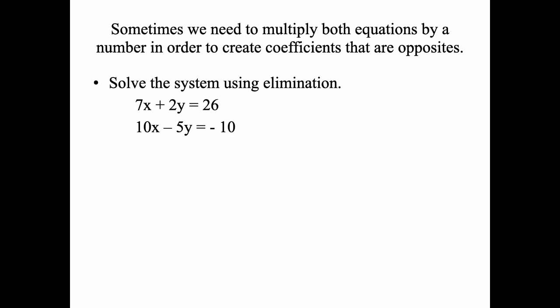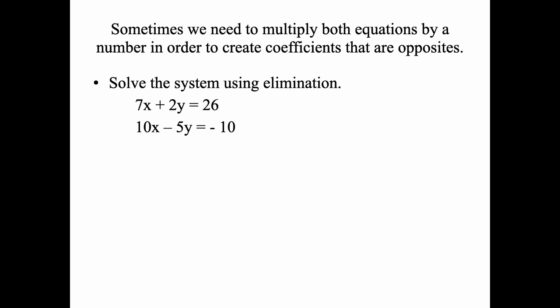So you notice we have 7x plus 2y equals 26. We have 10x minus 5y equals -10. Well, we can't just multiply the x or the y variable by another number to get opposite coefficients, as you'll notice that these are prime numbers except for the 10. 7's a prime number, 2's a prime number, 5's a prime number. So we need to multiply both equations. And what we want to do is find the smallest number that we can multiply by so we don't have these huge numbers to work with.